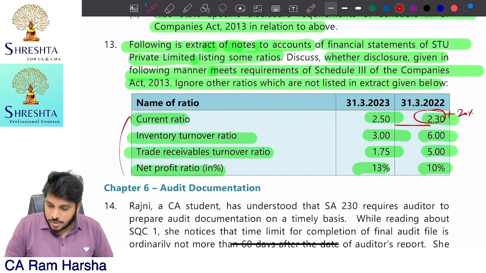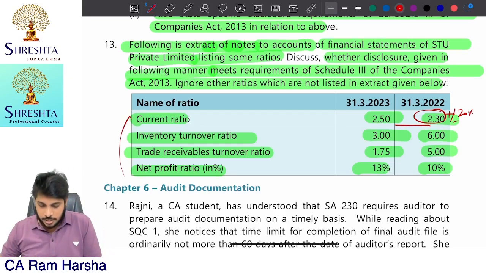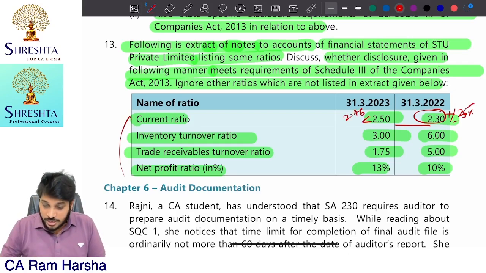2.3 plus or minus 20%. Here it is increased. So let's apply, it adds only 2.76. So it is less than 25%. 2.3 plus 25% is 2.875. Since it increased only up to 2.76, less than 2.875, no need to give reasons.